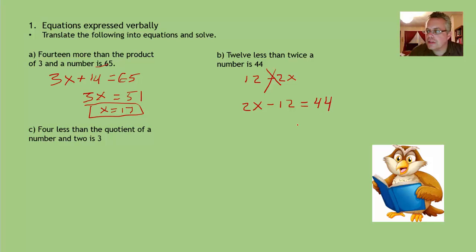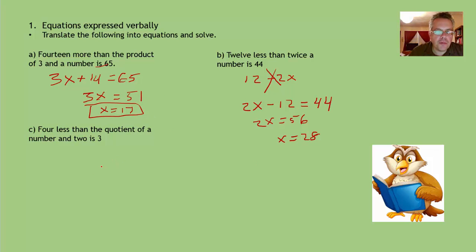So this is one of those things you have to be careful about, and after a little bit of practice, you won't fall for it. So if we add 12 to both sides, we get 2x equals 56, or x equals 28. The solving part is no problem. Just got to be careful in translating.